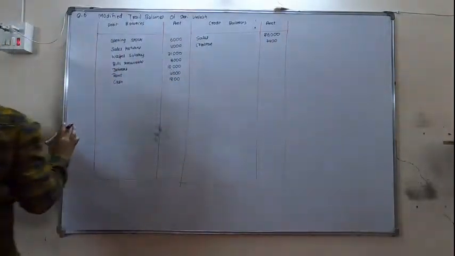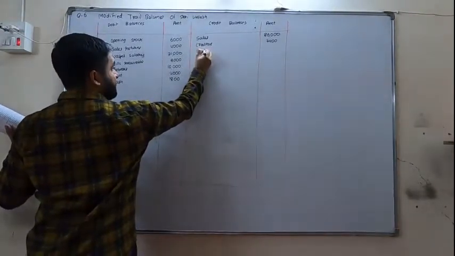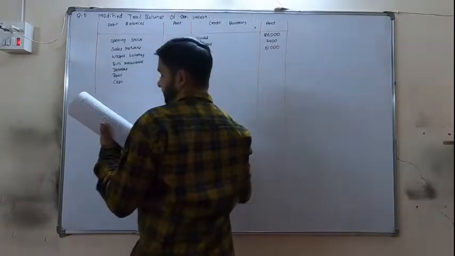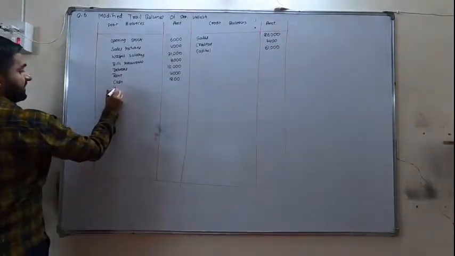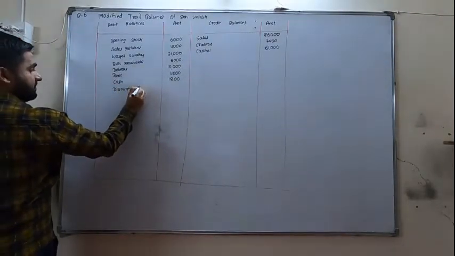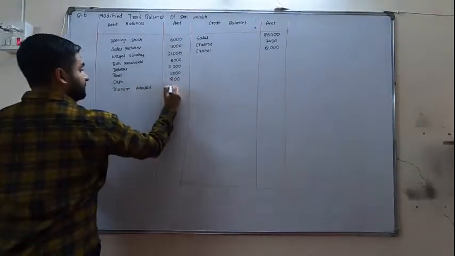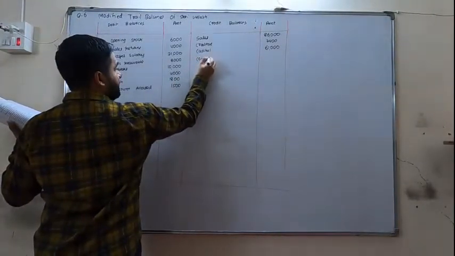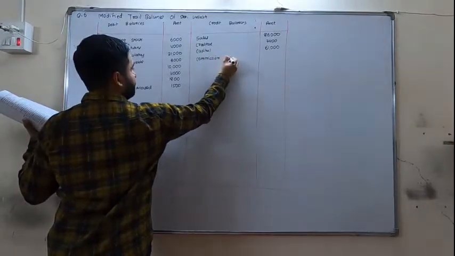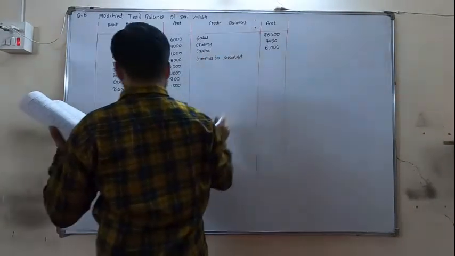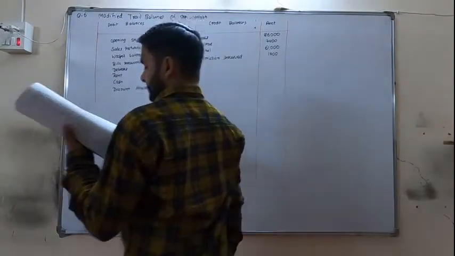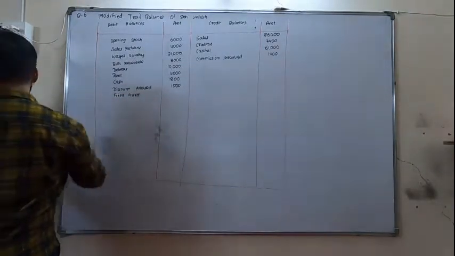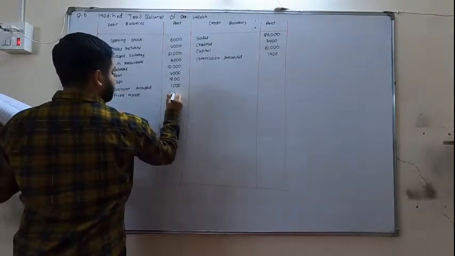Closing stock will not be recorded anywhere as it is a type of adjustment, so we have to exclude closing stock. Capital on the credit side, 61,000. Discount allowed is our expense, so on the debit side, discount allowed 1,500. Commission received is our income, so on the credit side, commission received 1,700. Fixed assets are our asset having a debit balance, so on the debit side, fixed assets 61,000.